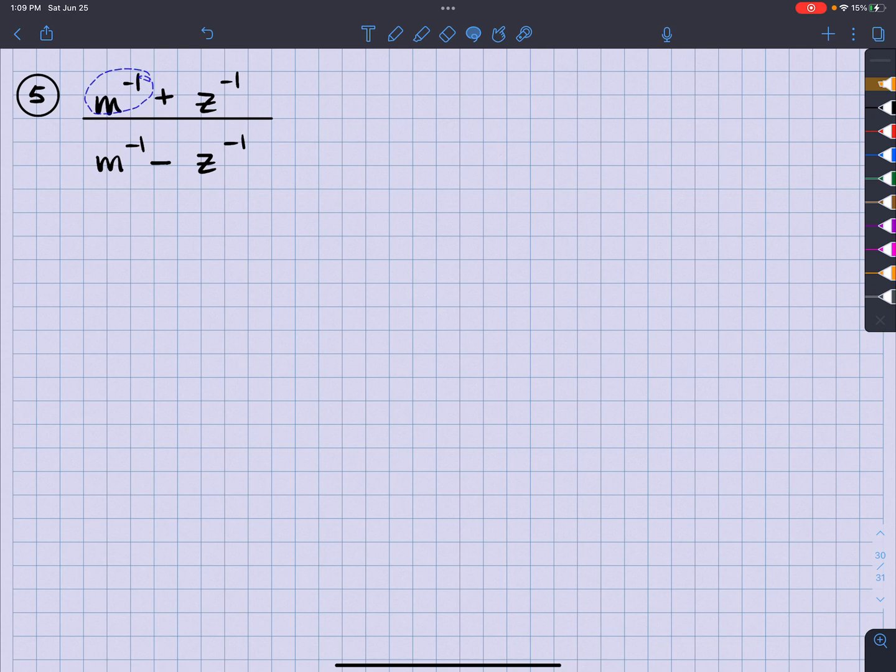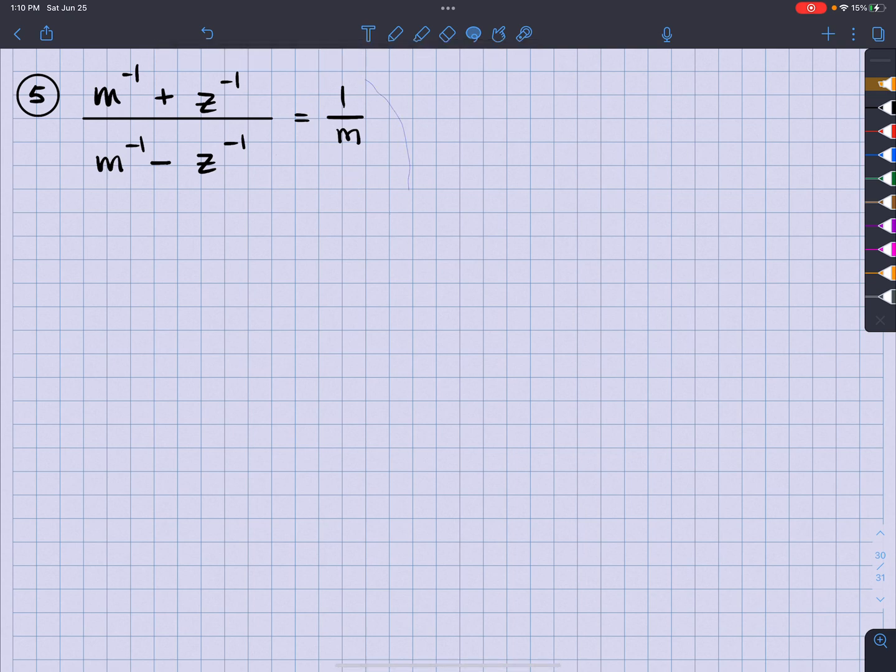And you're going to say, well, that is equal to 1 over m. Because the power is attached to the m, and it tells me that m doesn't like being on top, so it should move to the bottom. And it's m to the first power here, but we don't usually write m to the first. Okie doke. So that means we got to do the same thing for all the rest of them.